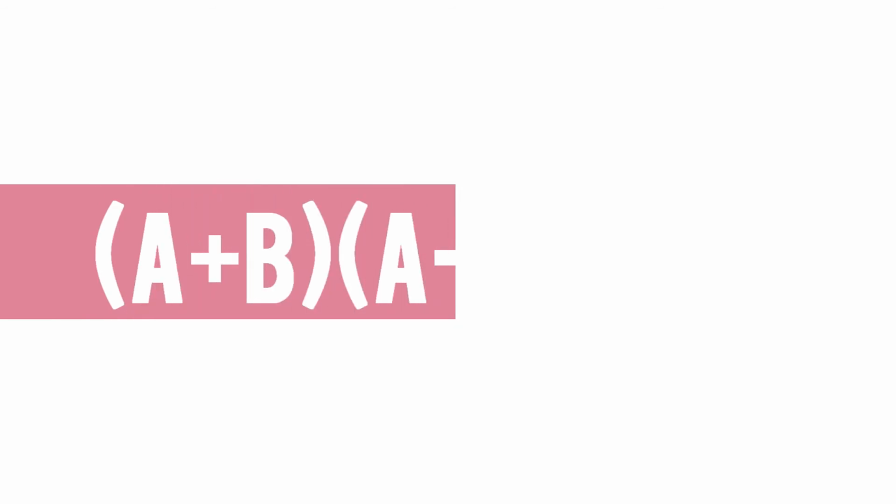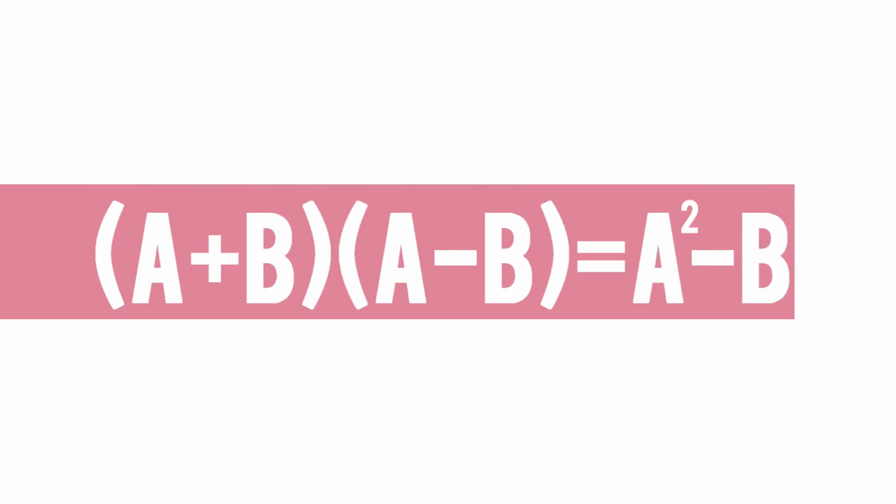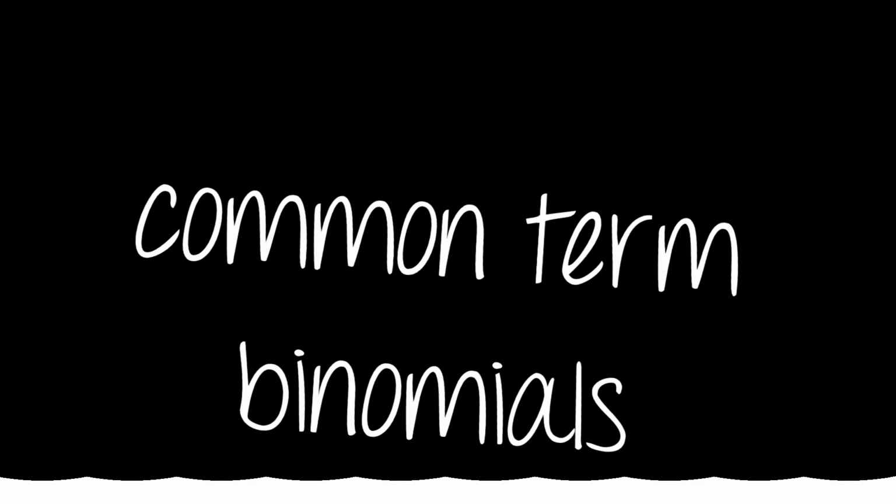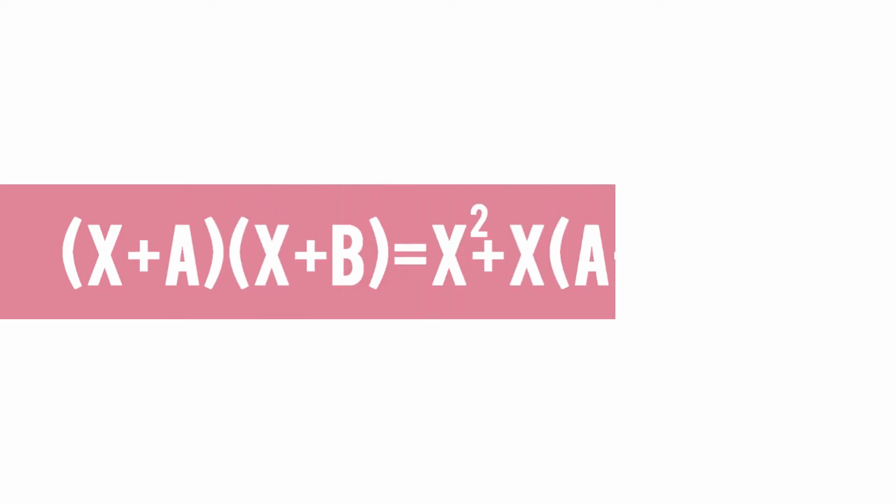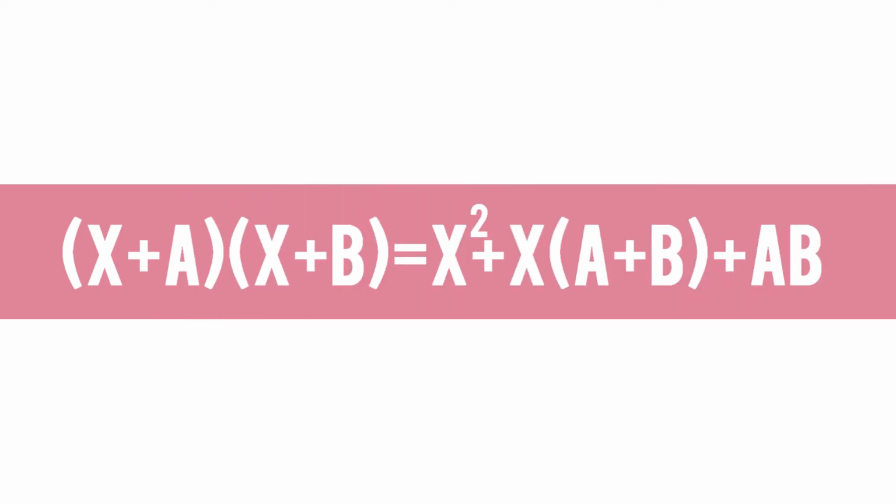Conjugated binomials. It's the difference of two squares. Common term binomials. X is a common term from the binomials. First, we get the square of x plus a plus b, and this times x. And finally, we also add a times b.